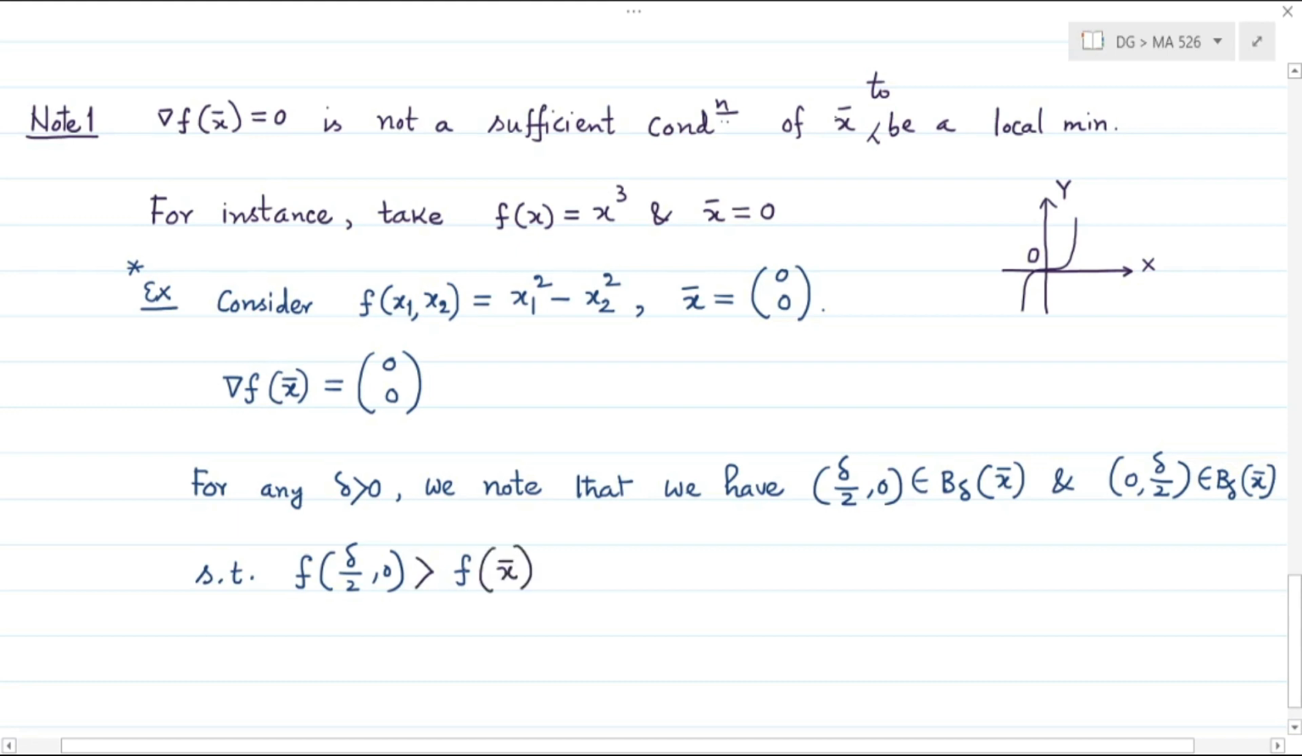Fine. And therefore obviously the point x bar is not a local maximum, for the function value at the point (0, delta by 2) is less than f of x bar. And therefore, evidently, the point x bar is not a local minimum. And not only that, at the point x bar, you have the phenomenon that it is neither a local minimum nor a local maximum. Such points are called points of inflection or saddle points. So let me define precisely what we mean by a saddle point.